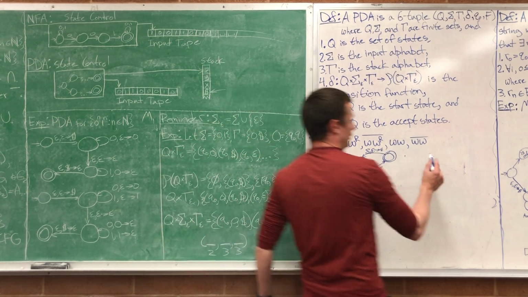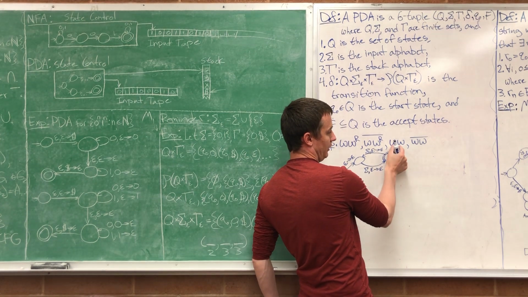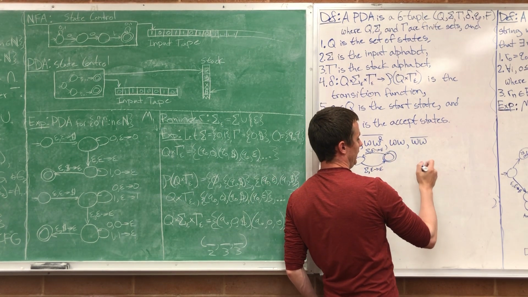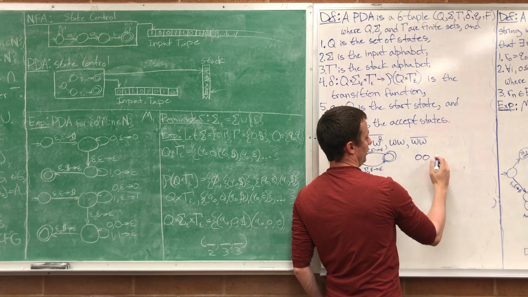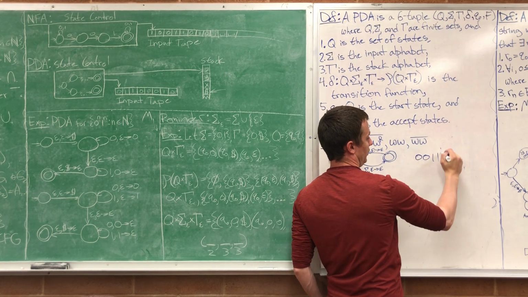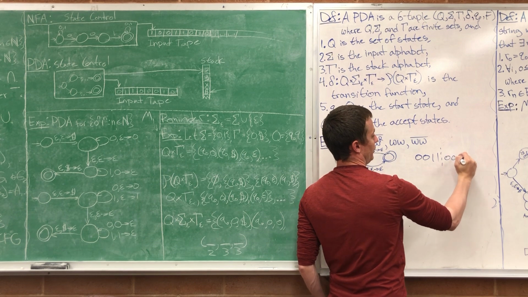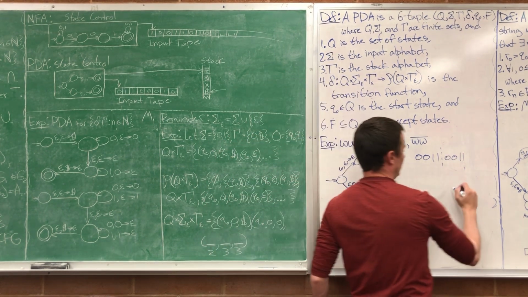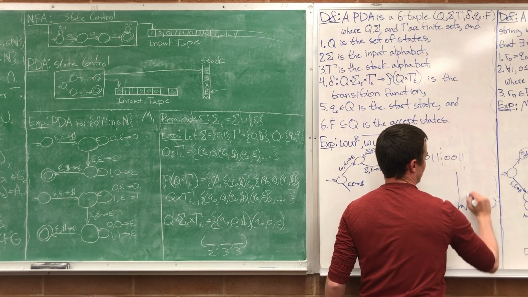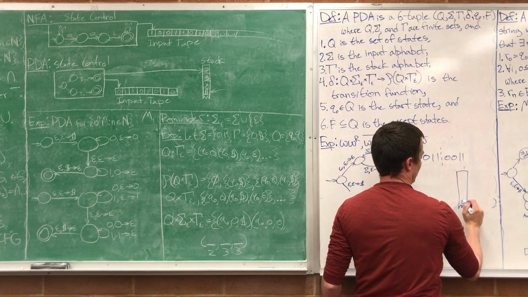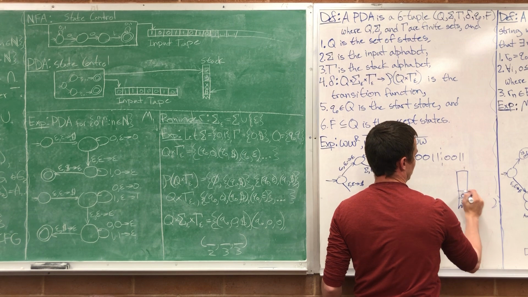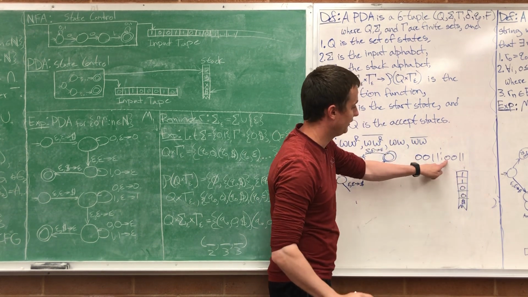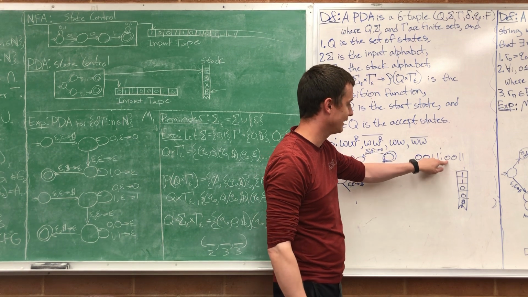Because remember, as I read, picking a string out of here, an example of a string in here would be a string like 0, 0, 1, 1, followed by 0, 0, 1, 1. As I read this part of the string, my stack is going to look like 0, 0, 1, 1 with a dollar sign at the bottom. So now when I'm reading that 0, how do I make sure that it matches that 0?